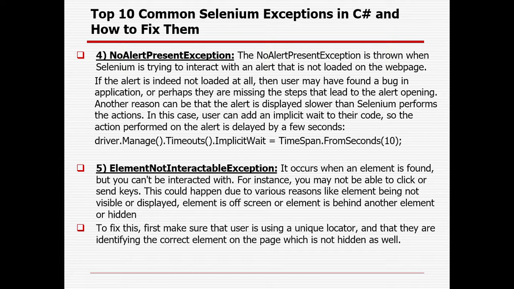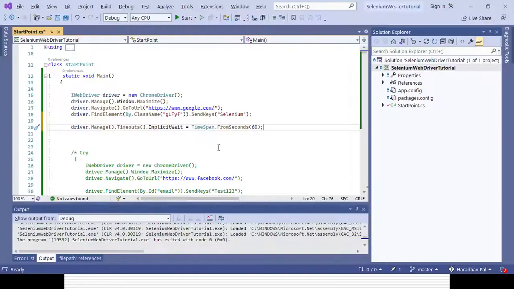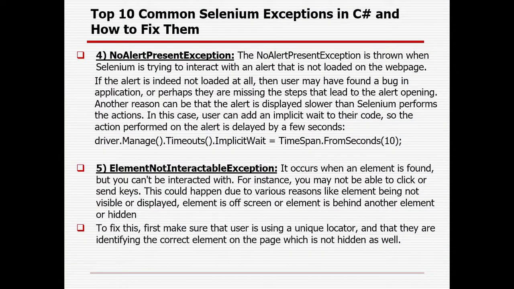To fix this, first make sure that the user is using a unique locator and they are identifying the correct element on the page which is not hidden at all. In case the element has hidden status, there is no point in performing actions. You cannot do it if the element is hidden with the normal element locator technique or the normal operations. So let's see how we can get this kind of error message, element not interactable exception.